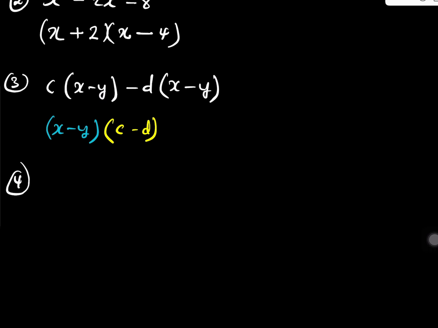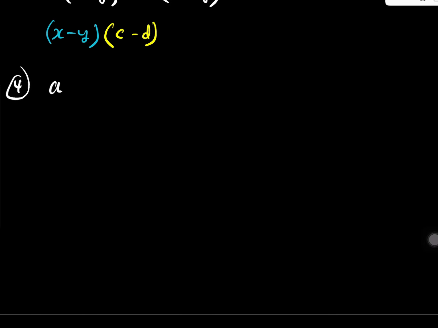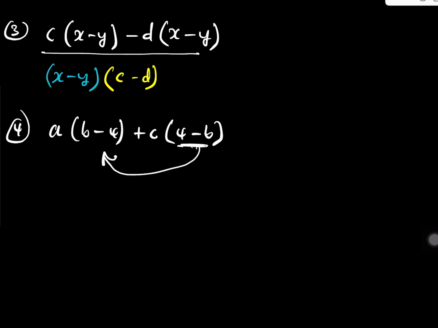Just pay attention. Number 4. Let's say I have a(b minus 4) plus c(4 minus b). If you pay attention here, you will see that b minus 4 is tempting to say is the same as 4 minus b, but that is not the same. You want this one to be the same as that one so that you can perform what I just did. We call this factorization by grouping in grade 9. It's not a complex issue, you just need to be very careful.